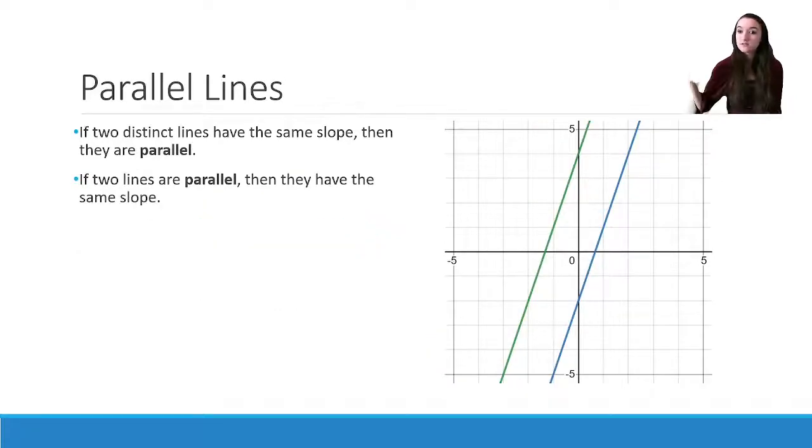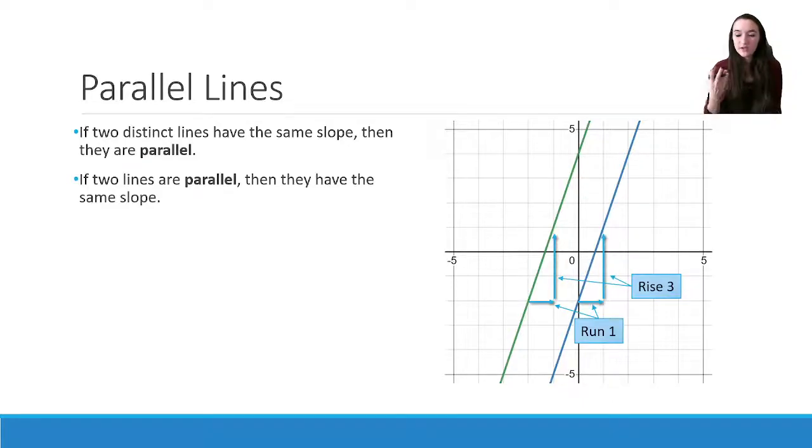Alright, so now that we have a general idea about slopes and how to calculate them, let's define a couple special types of lines. Parallel lines are two distinct lines with the same slope. Distinct meaning they are two separate lines. They're not on top of each other. So two distinct lines with the same slope are parallel, and if they're parallel, they have the same slope. So it works both ways. As soon as you know two lines are parallel, they better have the same slope.